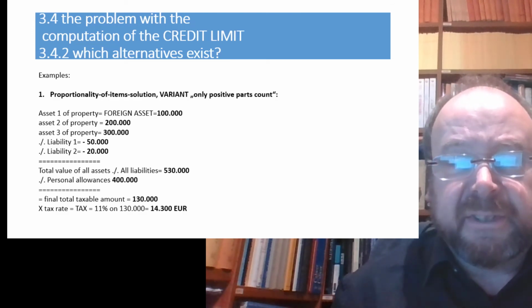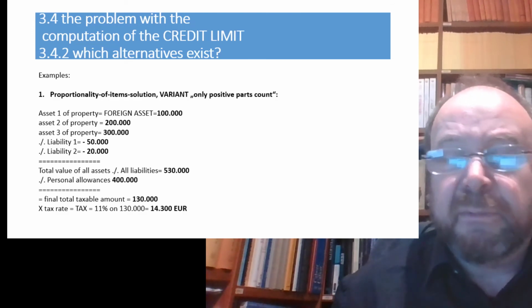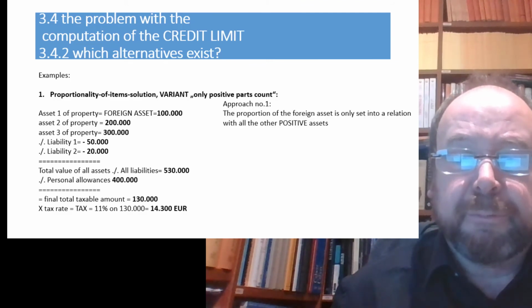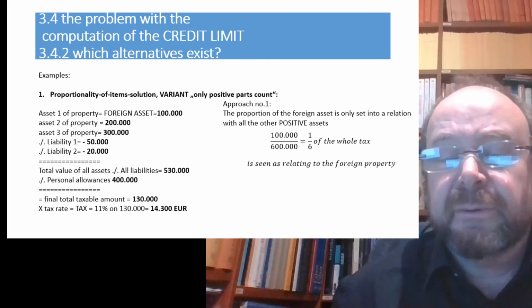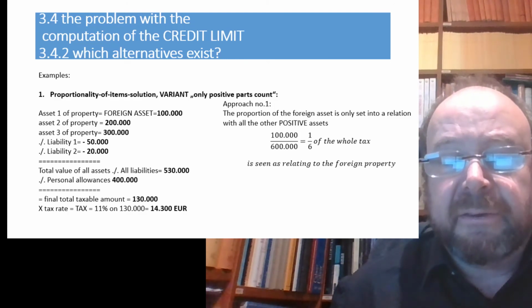Now all the positives is 600,000 and 100,000 is 1/6 of it. So 1/6 of the 14,300 would relate to the foreign thing.